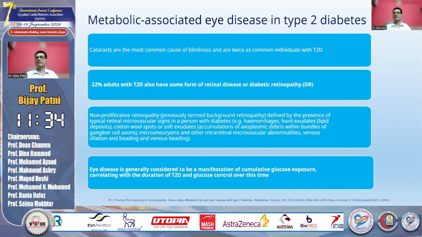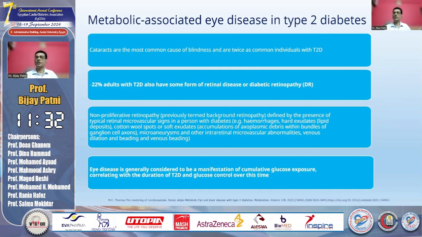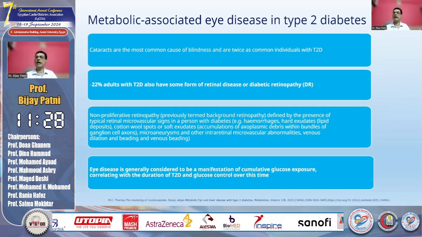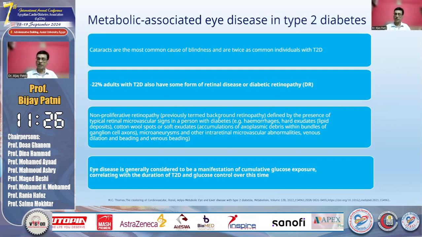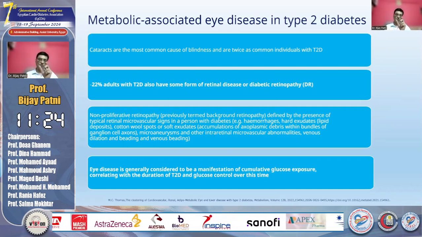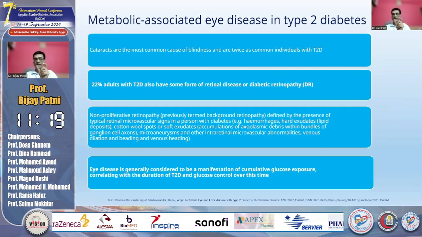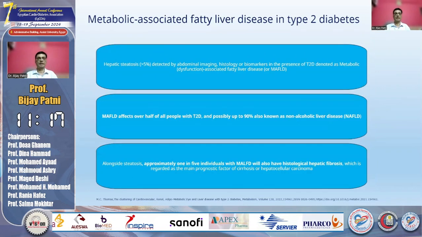Eye disease is generally considered to be the manifestation of cumulative glucose exposure, correlating with the duration of type 2 diabetes and the glucose control over time. So it's extremely important that you address the glucose excursions and keep the dysglycemia well under control.